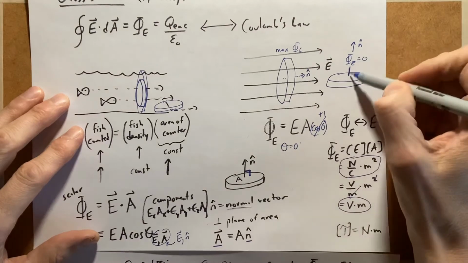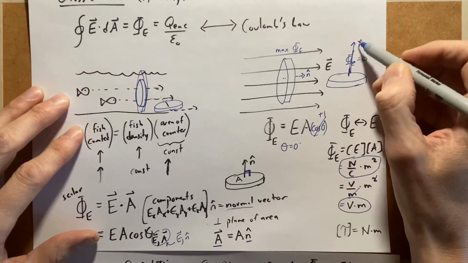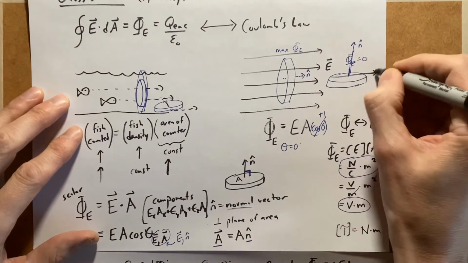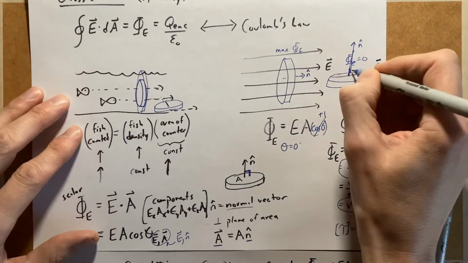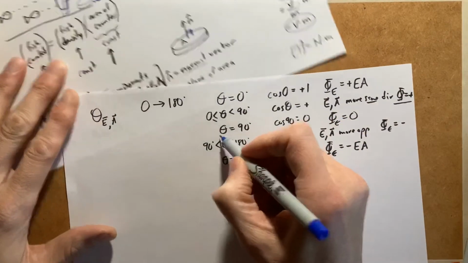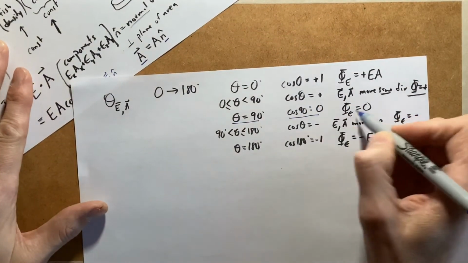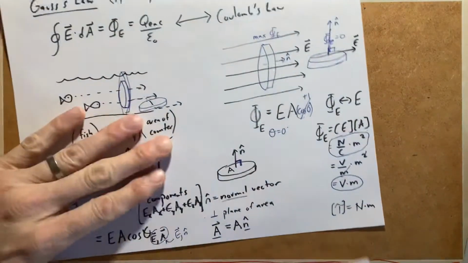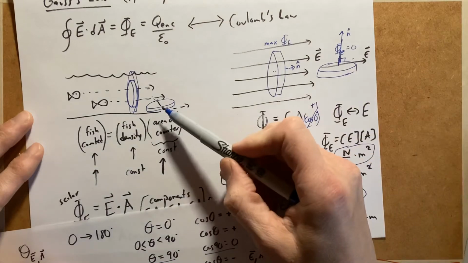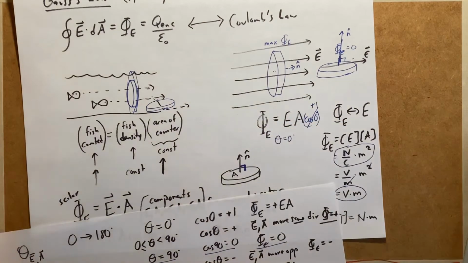So the normal vector is like this, and the electric field is still to the right, which I can draw in here. Well, now that's a 90-degree angle, and what we said was when the angle between them is 90, cosine 90 is 0, the flux is 0. So that corresponds with the fact that we said you're not going to get any flux when the catcher is turned the wrong way.